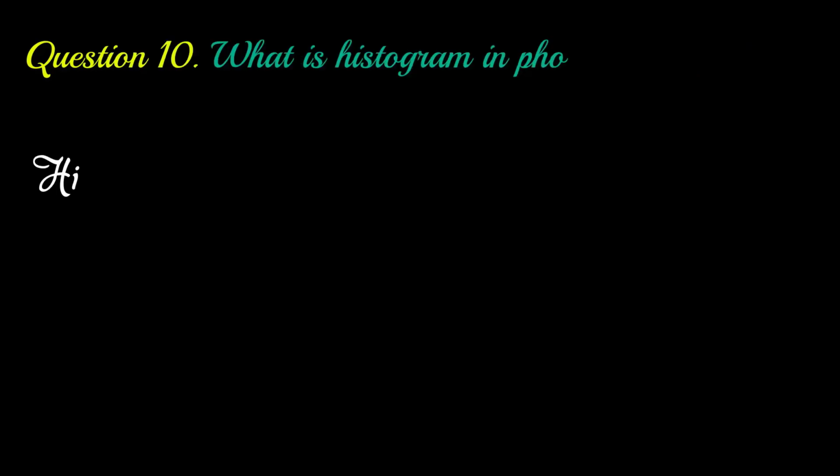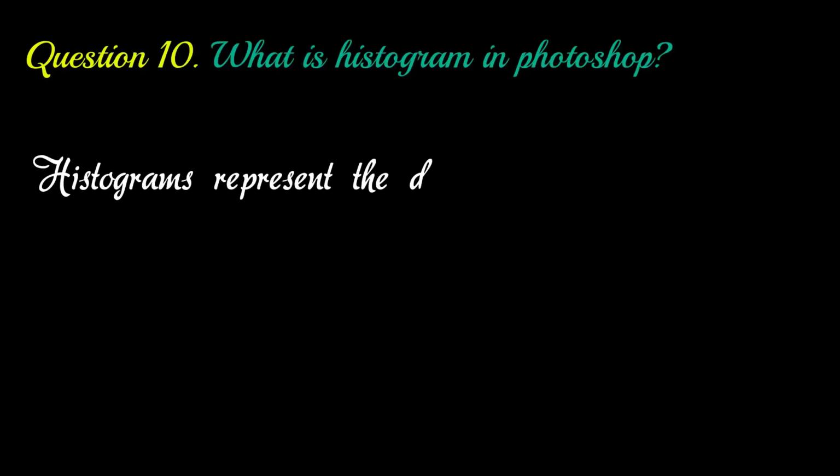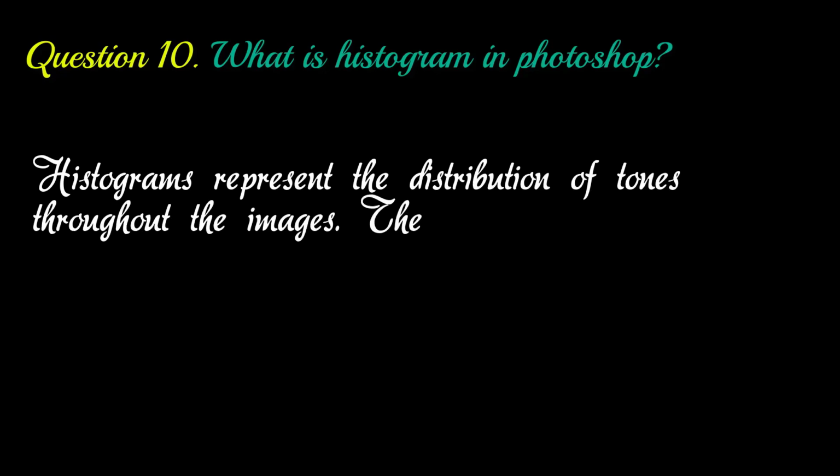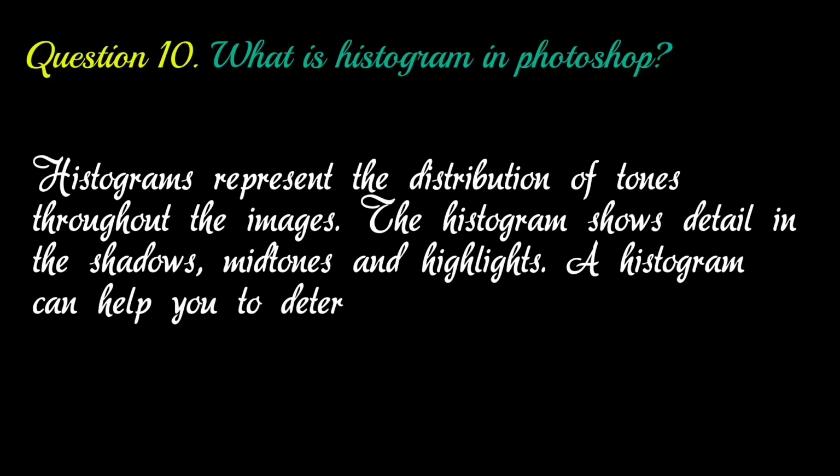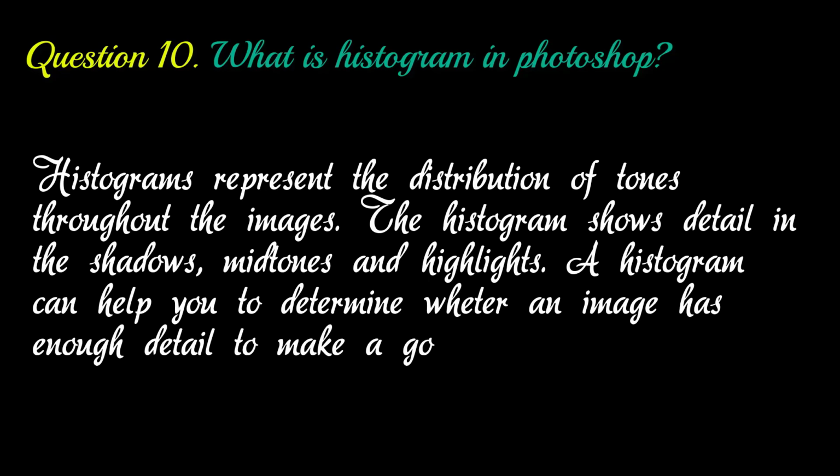What is a histogram in Photoshop? Answer. Histograms represent the distribution of tones throughout the image. The histogram shows detail in the shadows, midtones, and highlights. A histogram can help you determine whether an image has enough detail to make a good correction.